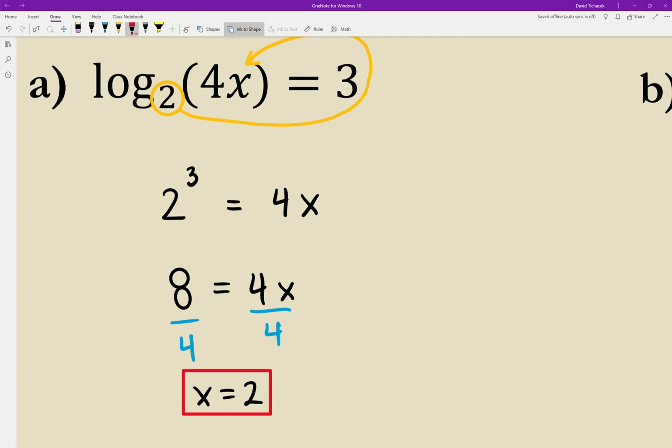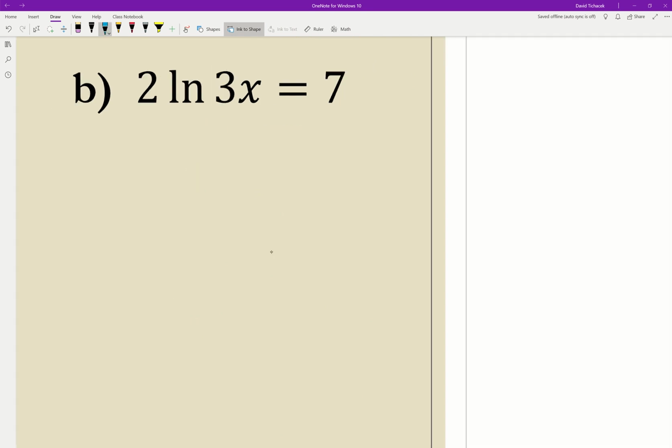Okay. Same thing on part B here. We need to do a little bit of work preliminarily to isolate that log because I have that 2 times in front. So I'm going to go ahead and divide by 2 on both sides first to start us off. And of course, that's going to leave us with the natural log of 3x on the left-hand side, and that is equal to the fraction 7 over 2.